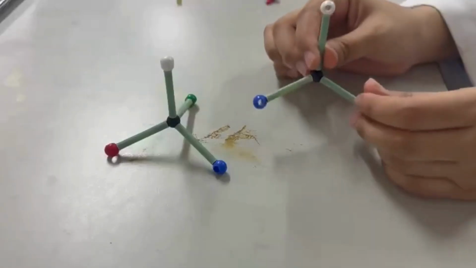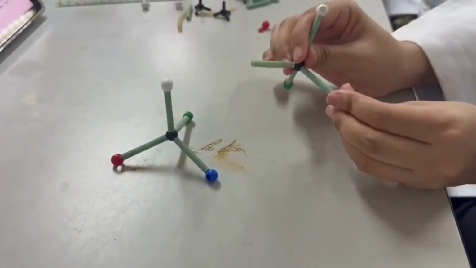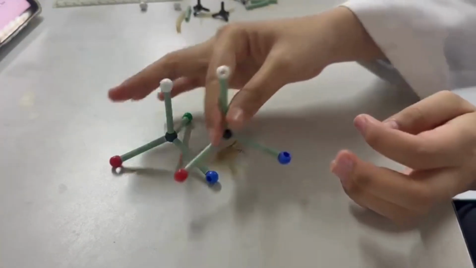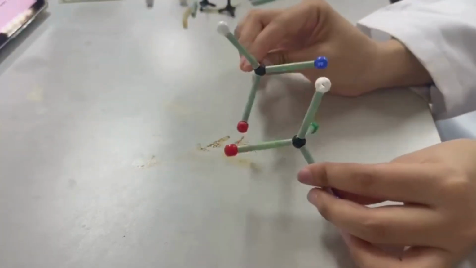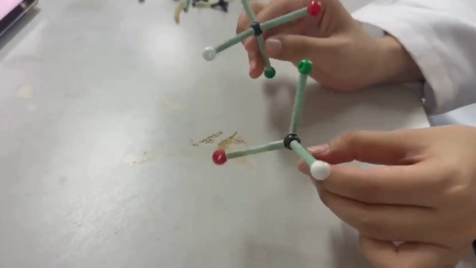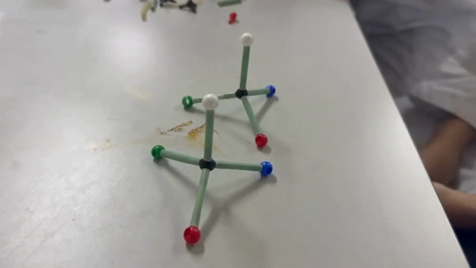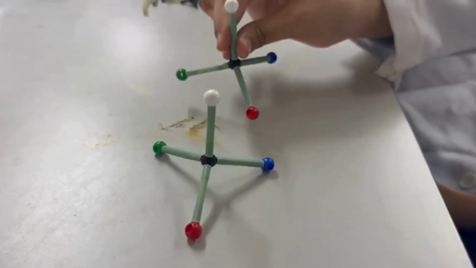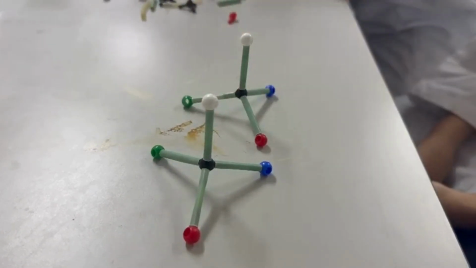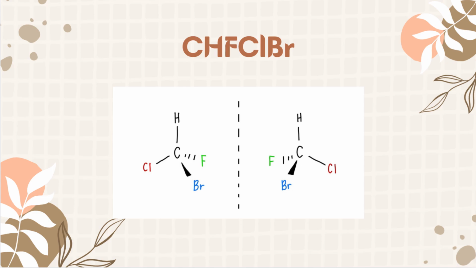Next, any two atoms were swapped on one model. Both models were thrown down and picked up. They are not superimposable because they are different molecules. Hence, for the formula CHFClBr, there are two different molecules which are mirror images of each other, called enantiomers. This is the drawing for the mirror image pair.